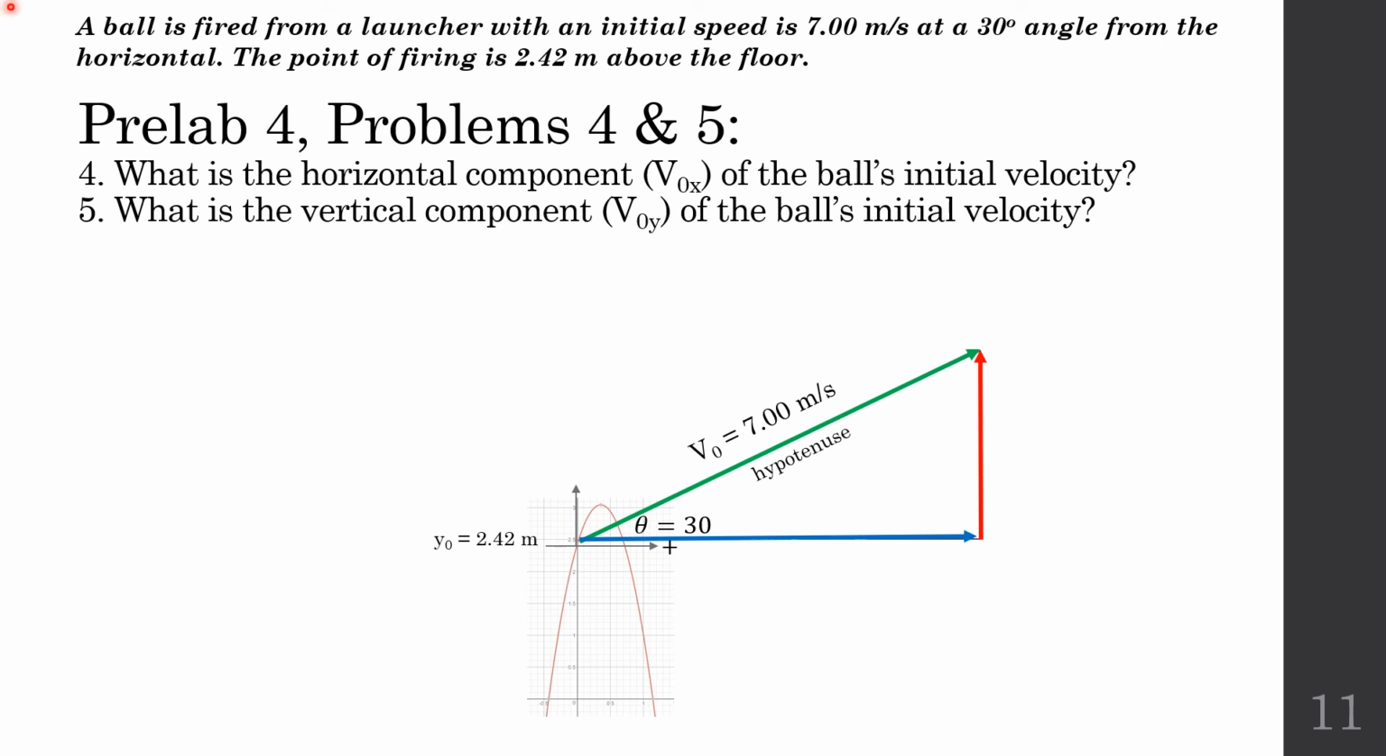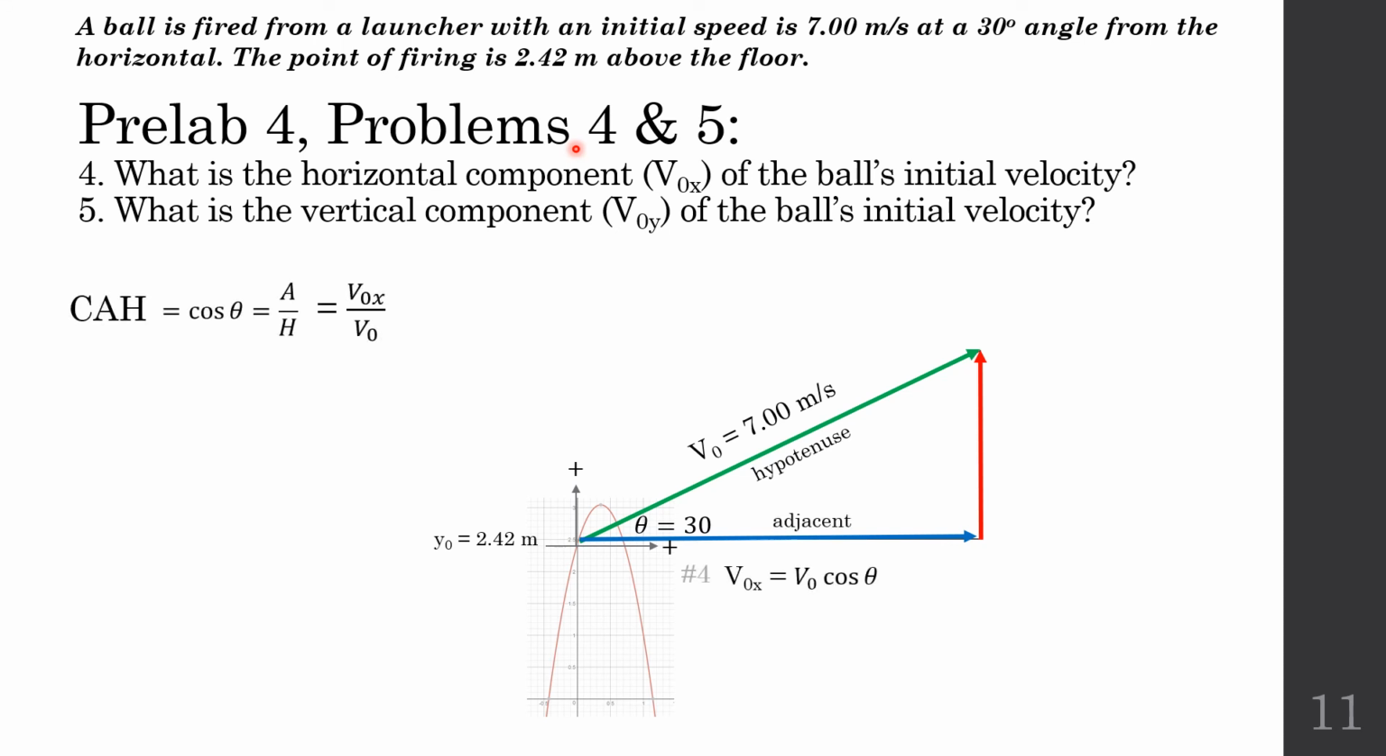All right, pre-lab practice problems numbers 4 and 5. Now we have a new prompt all the way through problem number 9, and that is: a ball is fired from a launcher with an initial speed of 7 meters per second at an angle of 30 degrees from the horizontal. The point of firing is 2.42 meters above the floor. Now I realize that we are doing two at the same time, but they kind of go hand in hand. This is the trigonometry where we're breaking the initial velocity down into its components.